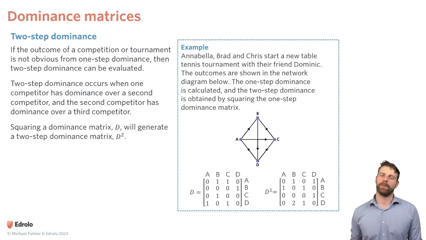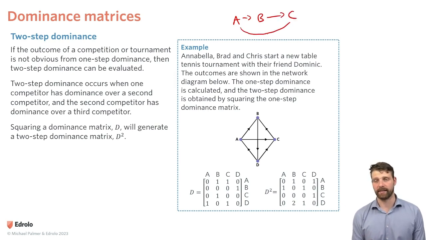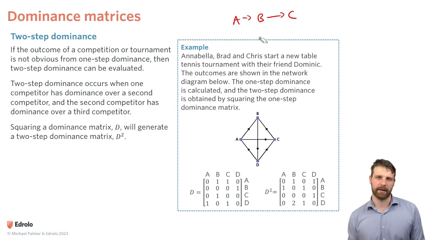Okay, on to 2-step dominance. You probably intuitively already understand this. So let's talk about 3 teams playing each other in any sport or any competition. If A defeats B and B defeats C, what do you suspect about what will happen when A and C play? You probably suspect that A will defeat C because they beat B who beat them. Okay, so that's the idea of 2-step dominance. Even if A hasn't played C directly, we still suspect that they are better than C because they beat someone who beat them.